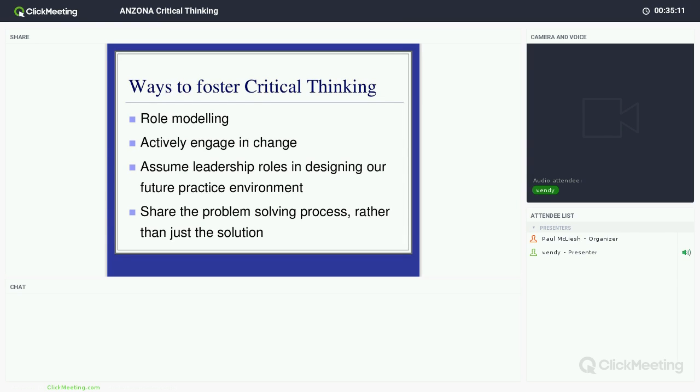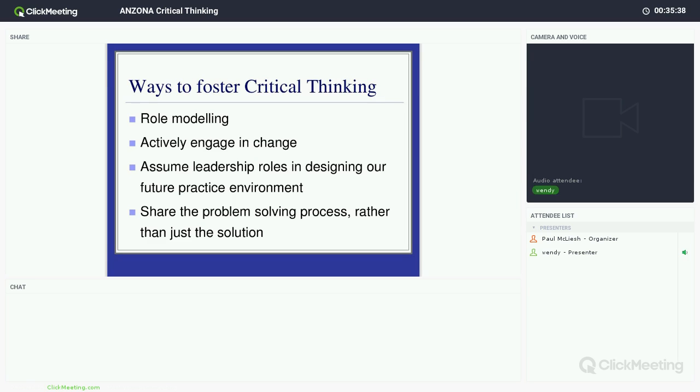It's taking on leadership roles in designing our future practice environment, okay? Not just doing things the way that we've always done them, but getting involved with that and actually driving the improvements in care. Sharing the problem-solving process rather than just the solution. And this is certainly when we're working with staff that are less experienced. Sometimes it's just easy to solve that problem for them.